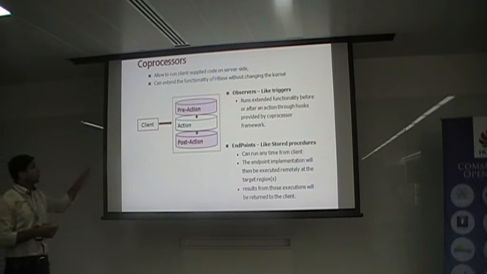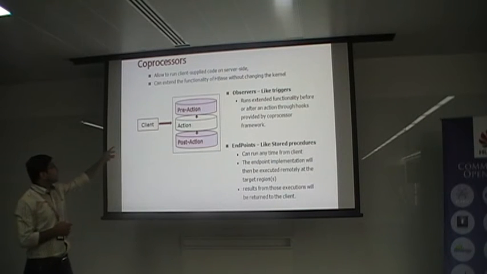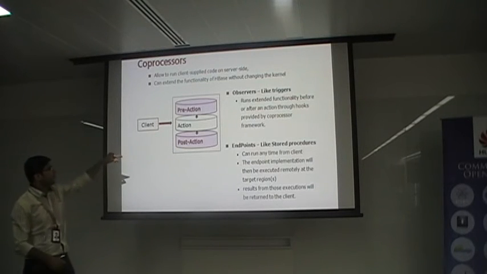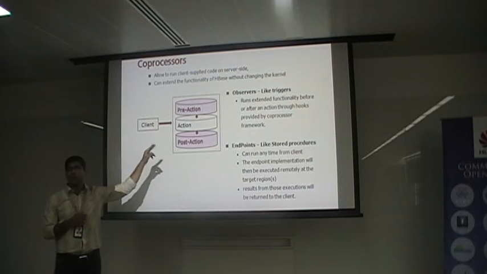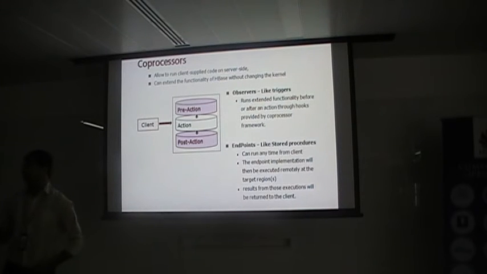If you see in the picture, with the observer kind of coprocessors, whenever any data read or write operation happens, the client can write their own logic before executing the action and after executing the action. And there is another coprocessor called an endpoint, like a procedure which you can execute anytime. The main use is, for example, aggregation. If you have a query that returns a lot of data, and after that you want to do aggregation, then this kind of coprocessor hook can be implemented. Fine. Next.